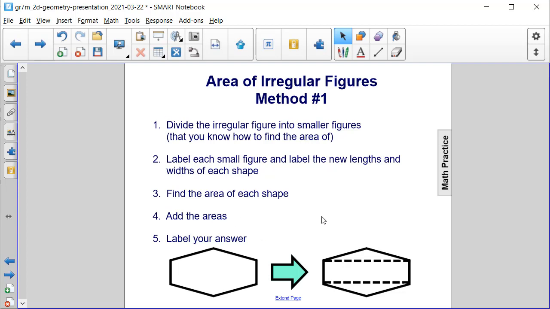Here's the first method for calculating the area of irregular figures. Step number 1, divide the irregular figure into smaller figures that you know how to find the area of. So in this hexagon, if we draw 2 horizontal lines, we create a triangle, a rectangle, and another triangle. Label each small figure and label new lengths and widths in each shape, and then find the area of each shape and add up the areas, and label your answer with square units.